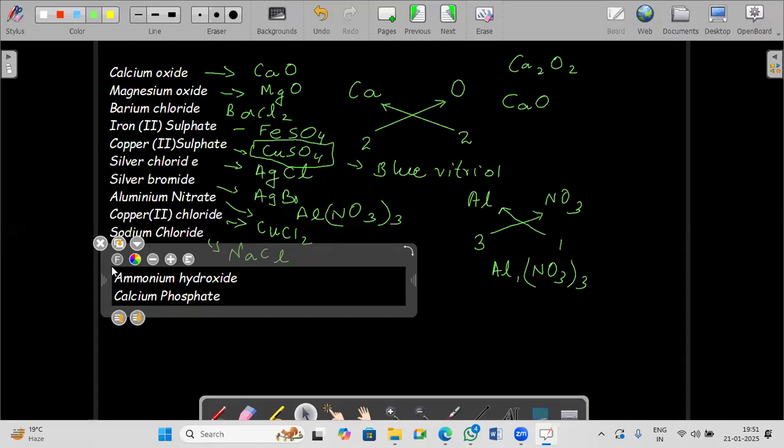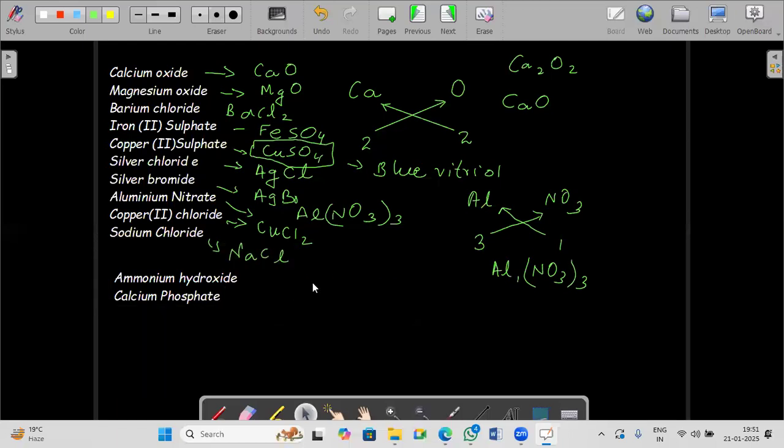So try out ammonium hydroxide. Everyone try out ammonium hydroxide. The formula for ammonium is NH4. Sir, is it NH4OH? Yeah, it turns out to be NH4OH.